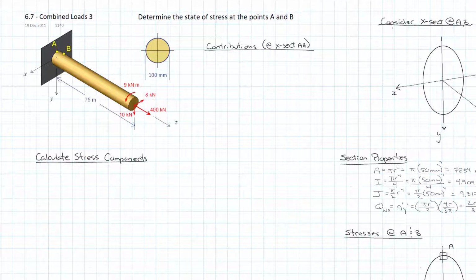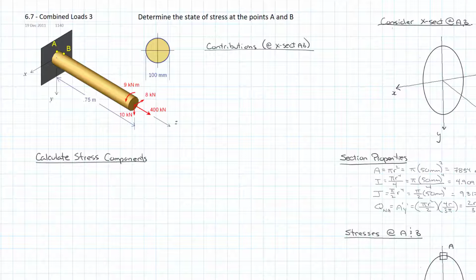I've got the problem sheet laid out because I don't want to waste a lot of time with drawing pictures and stuff like that. So we're going to start across the top here, do that, and then move on from there. Contributions at the cross-section AB.